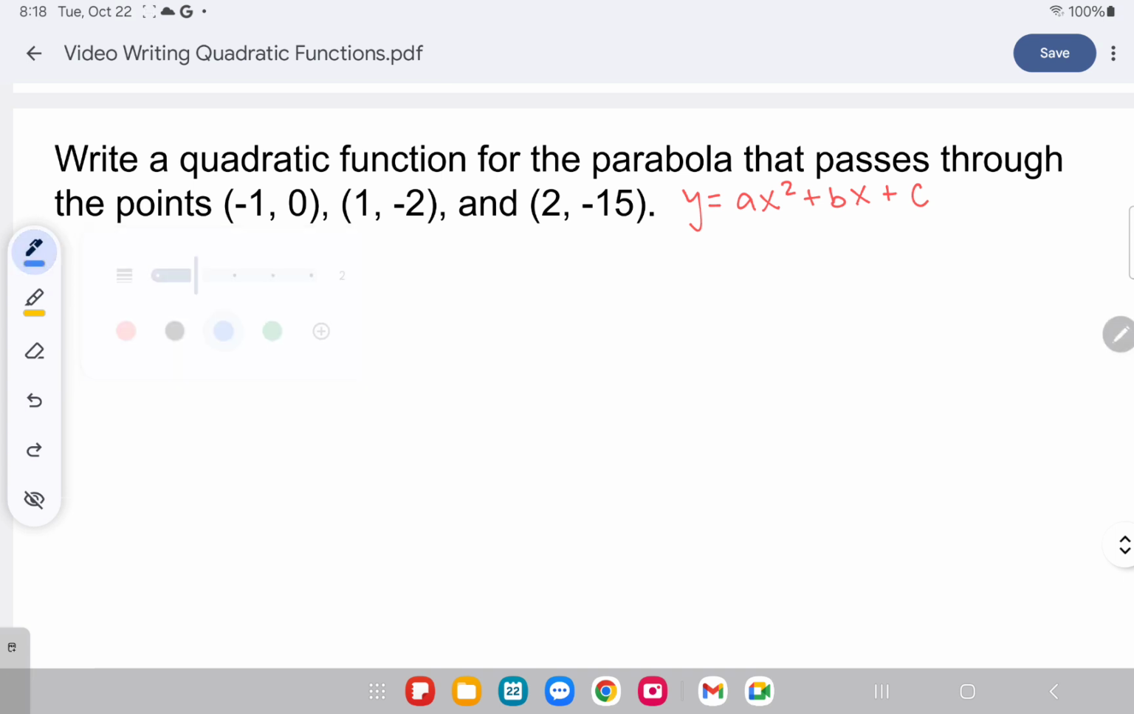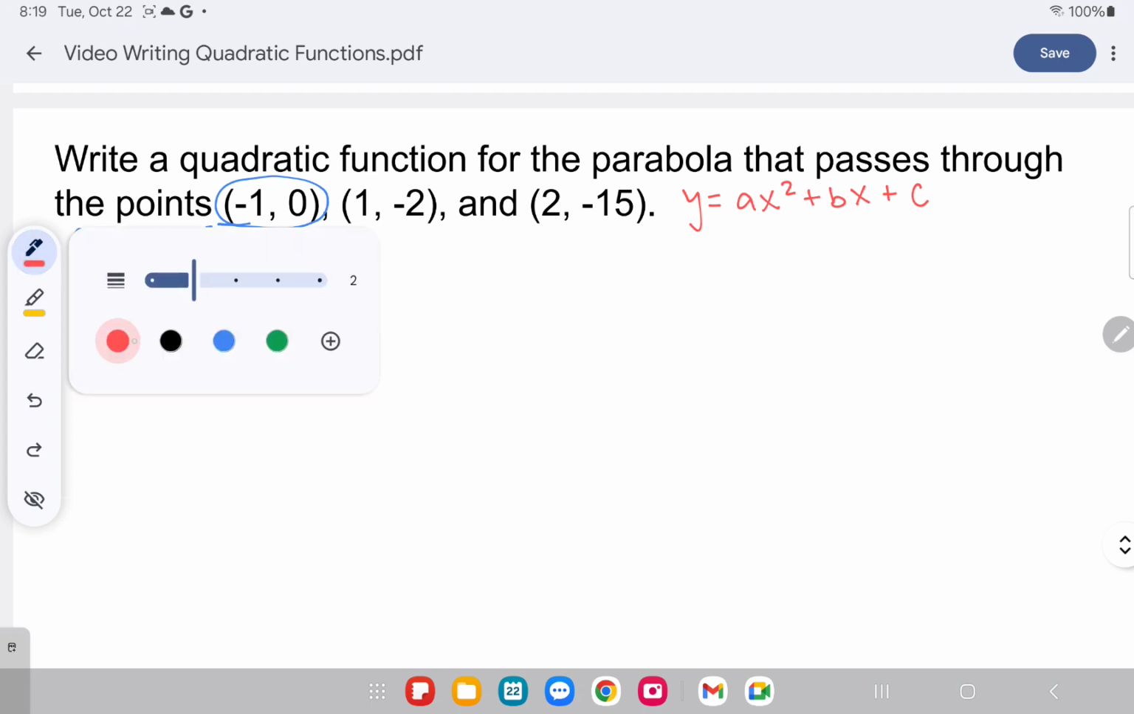So for my first equation, I'm going to plug in negative 1 for x and 0 for y. So when I do that, I have 0 equals a times negative 1 squared plus b times negative 1 plus c. I'm just plugging in 0 for y and negative 1 for x. And then I'm going to simplify this. So I have 0 equals negative 1 squared is 1. I'm going to write that as 1a. Negative 1 times b is negative 1b. And then we just have 1c. I'll go ahead and put a 1 there.